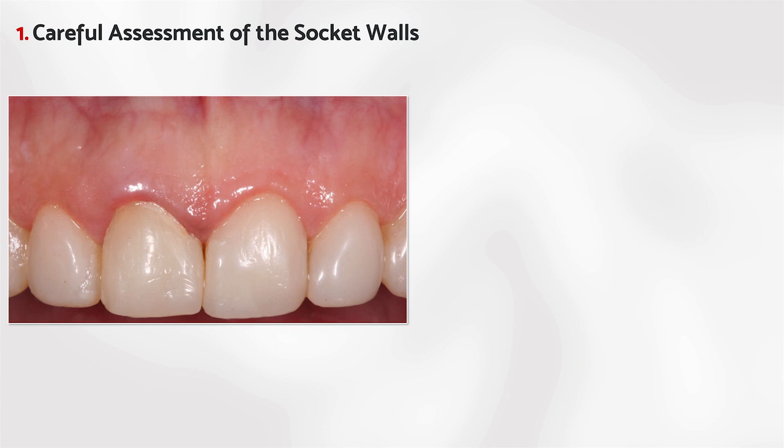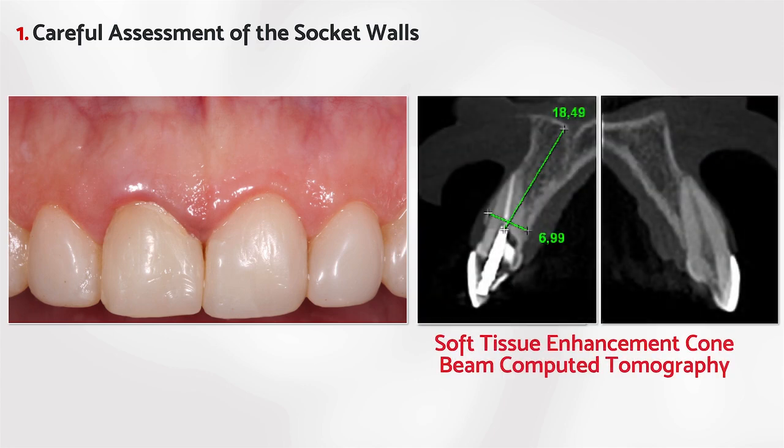Step 1. Careful assessment of the socket walls. Here the right central incisor is the hopeless tooth, and we have a fracture in this tooth. Through soft tissue enhancement cone beam computed tomography, we are able to evaluate if we are going to face an intact socket or a compromised socket.